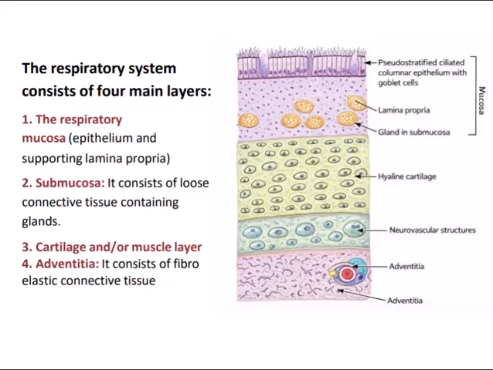Then the outer layer we have is the adventitia. This is the outermost layer, which contains fibroelastic connective tissue, blood vessels, and nerves, a neurovascular structure.